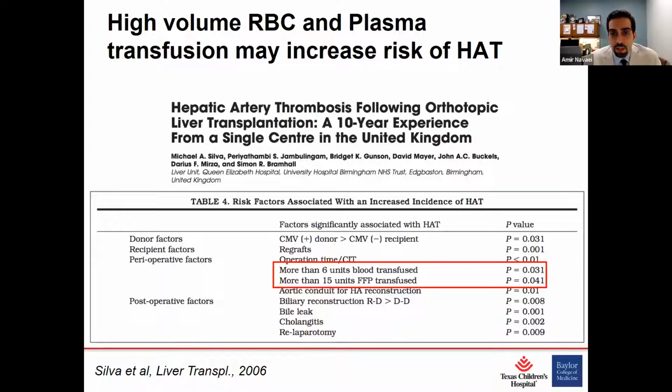Similarly, in an institutional study by Silva et al., looking at their 10-year experience, patients who had a high volume red cell and FFP transfusion had a significantly higher rate of hepatic artery thrombosis as the thromboembolic complication.